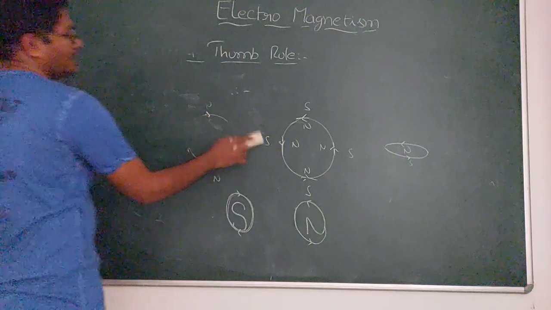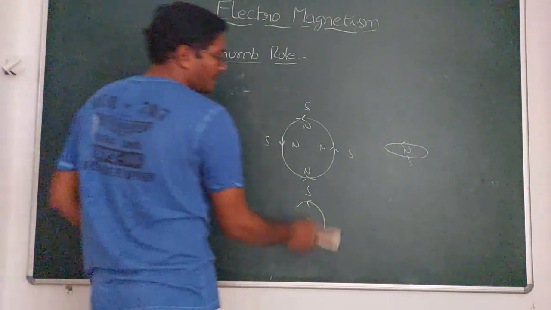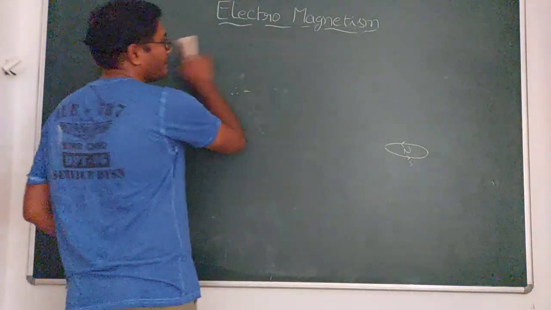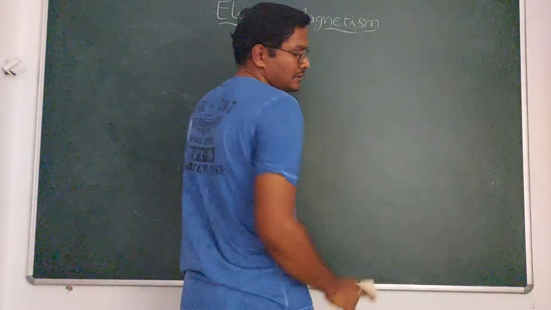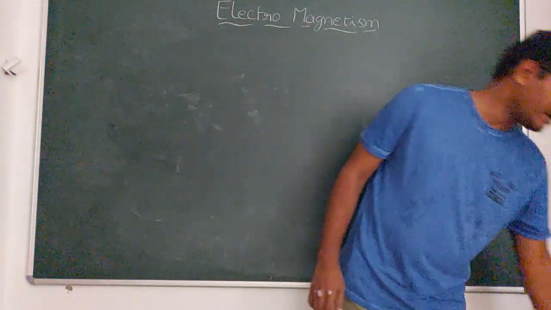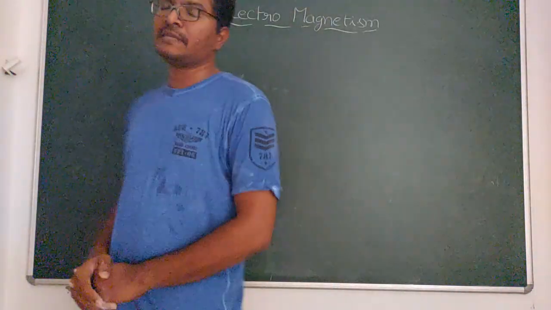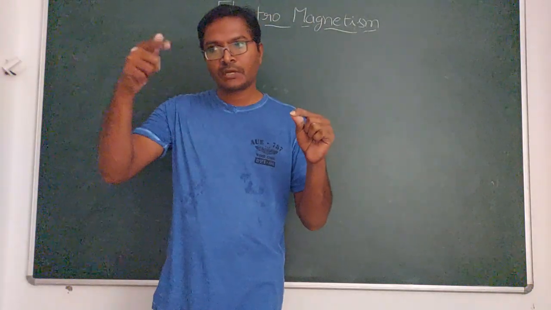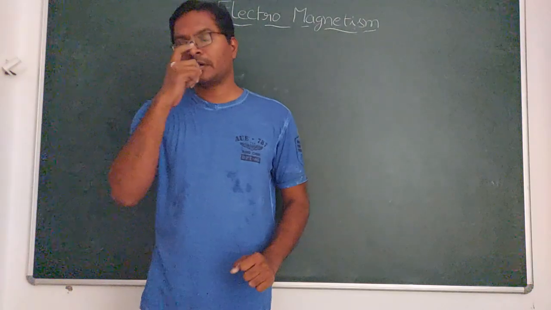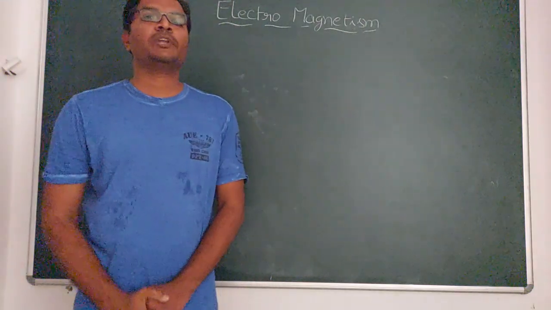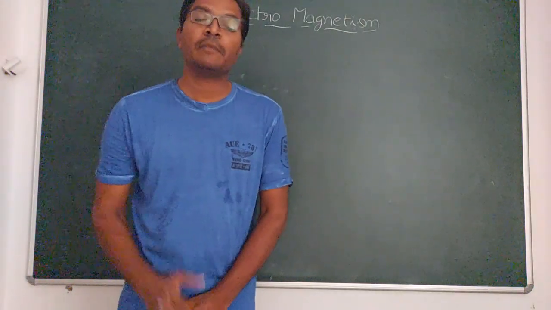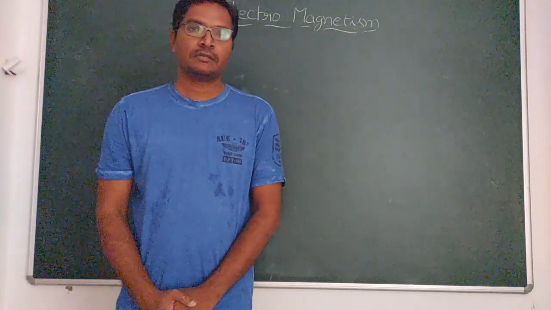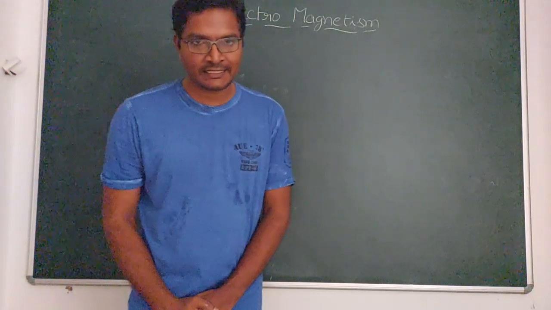In the next class we are going to discuss the magnetic field due to a solenoid, which is very important. A solenoid is a helical structure: a long wire is wound in coils, and that is said to be the solenoid. So when you pass current through that solenoid, how is a magnetic field created? That is what we are going to see in the next class.